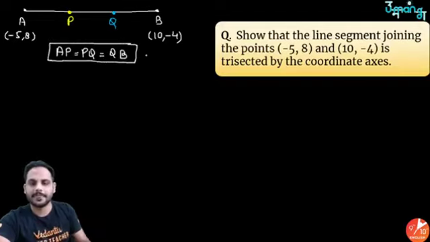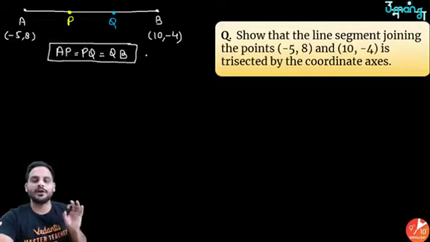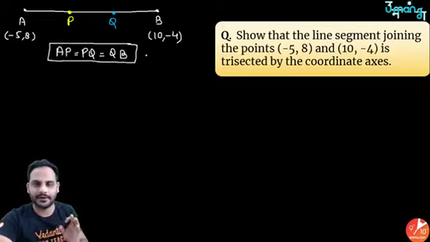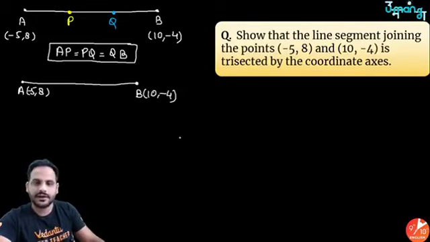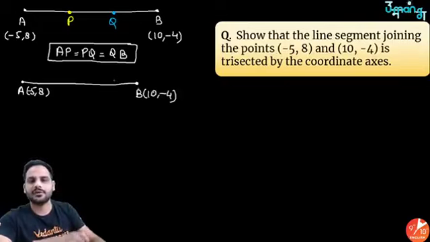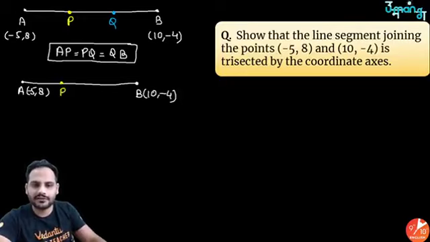ठीक है बेटा? अब देखो, solve these coordinates one point at a time, है ना? So first assume that you have this line AB. You have this line minus 5 comma 8, and 10 comma minus 4. And you only have this point P. Assume karo that Q is not there. You only have this point P whose coordinates are x comma y.